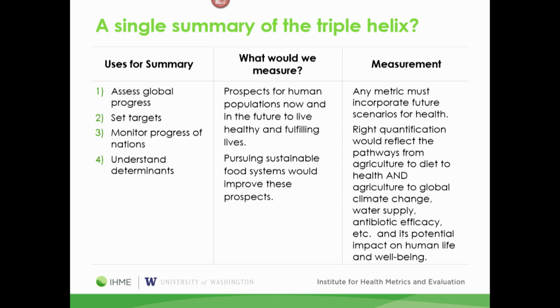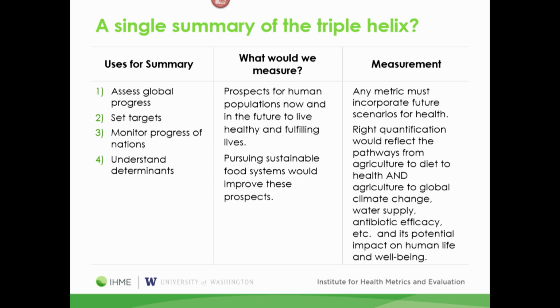You can use it for assessing global progress. Are we actually moving in the right direction, or are things getting worse? You can set targets. You can monitor the progress of particular nations. And you can use summaries to disentangle the importance of different components. But what would we actually measure if we wanted a single measure around these three areas? And I think something along the lines of what's the prospects for human populations now and in the future of living healthy and fulfilling lives, with a particular focus on quantifying what the risks are as you go forward from lack of sustainability, lack of sustainable food systems.